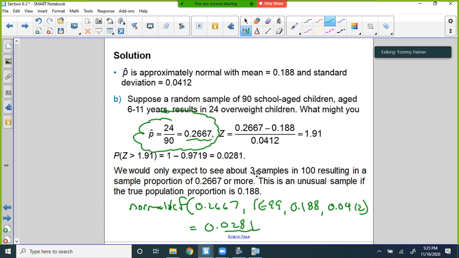So we would only expect to see 3 samples in 100 resulting in a sample proportion of 0.2667. This is unusual because the true proportion is 0.188. It just means that the mean ought to be a little bit bigger, because it's unusual. They've got some bad data.